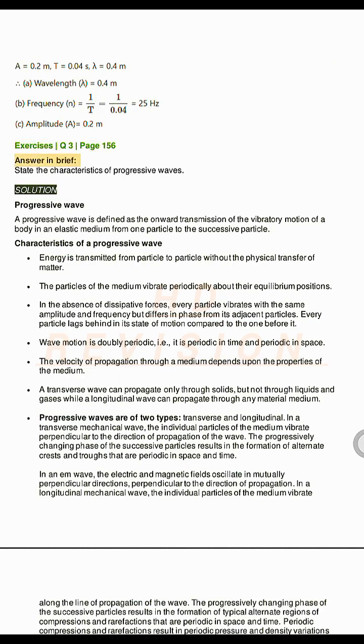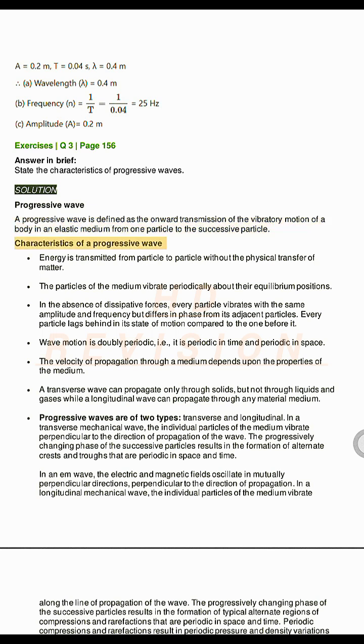Exercises Q3, page 156. Answer in brief. State the characteristics of progressive waves. Solution. Progressive wave. A progressive wave is defined as the onward transmission of the vibratory motion of a body in an elastic medium from one particle to the successive particle.